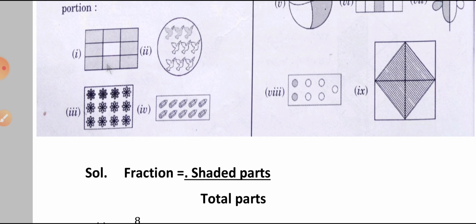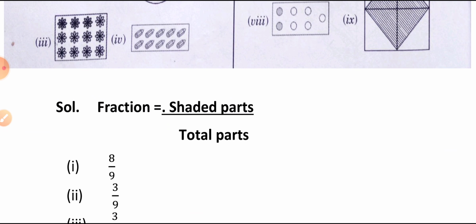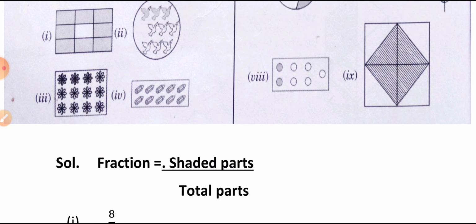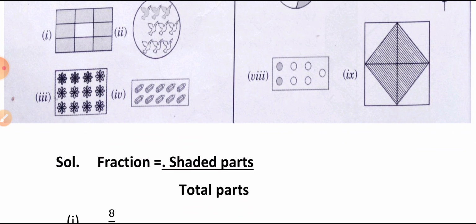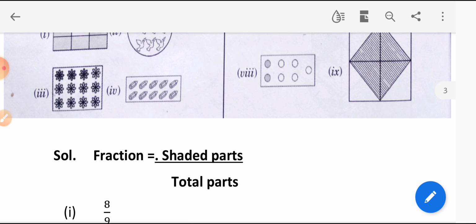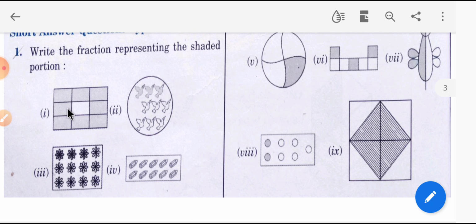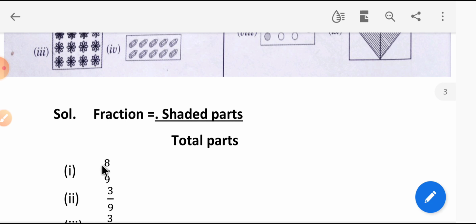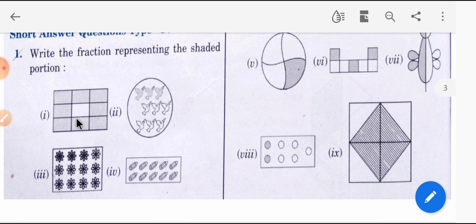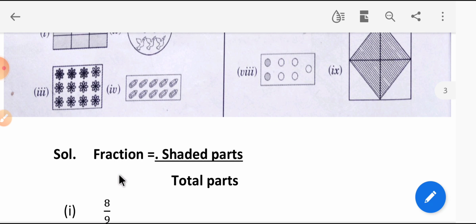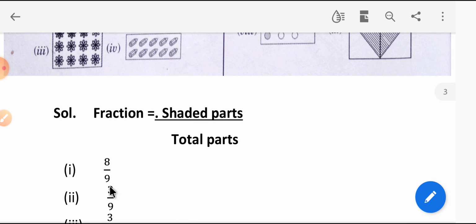Now we have to write this in fraction. So how to write in fraction? We know that fraction is equal to shaded parts upon total parts. As we have to write the fraction for shaded one, that's why we have to count shaded parts upon total parts. So in first example, how many parts are shaded? Total 8. So write here 8, and how many total parts are there? Total 9. So fraction will be 8 upon 9.